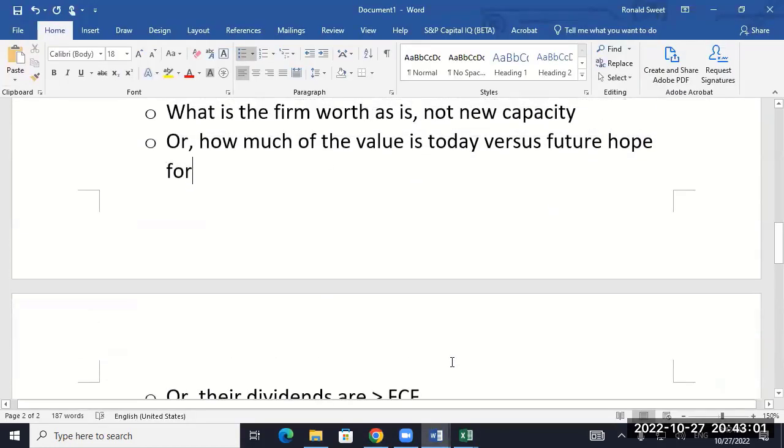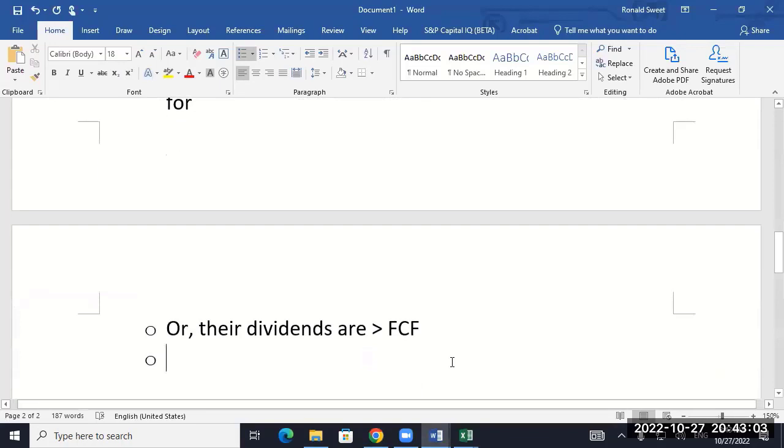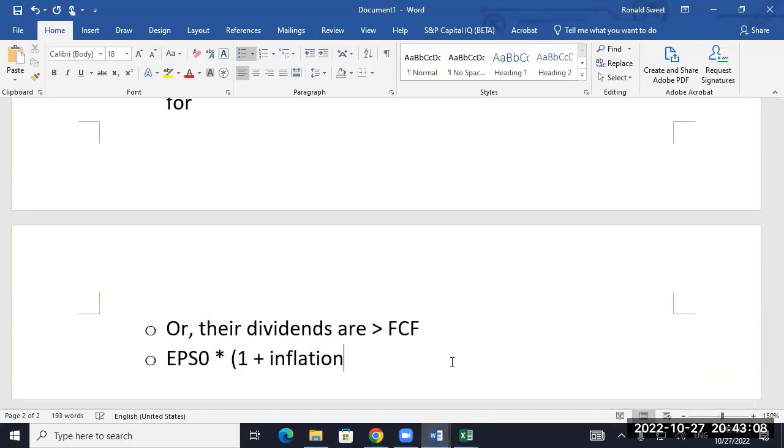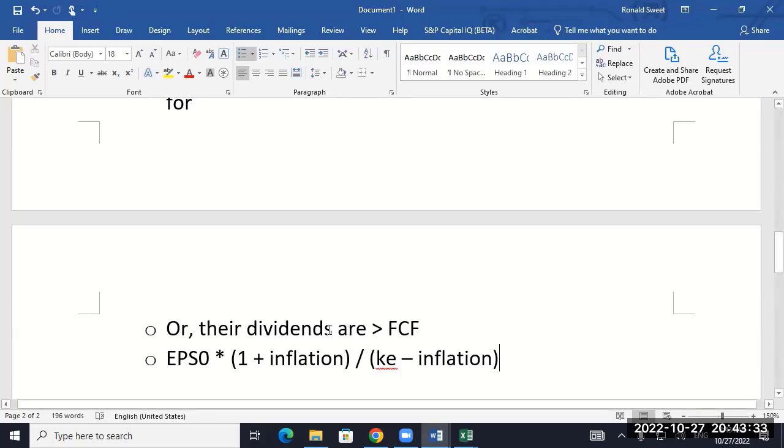So I do want y'all to use this one. This one's real straightforward. You just use EPS 0 times 1 plus inflation, divided by KE minus inflation. It looks exactly like the dividend discount model, but we use earnings because we're going to have them pay out all of their earnings. We use inflation because they can't grow fast. It's a real simple approach. So I like it. I like to know, wow, how much of this stock's valuation is betting on the future with growth and new capacity and new markets and new whatever.